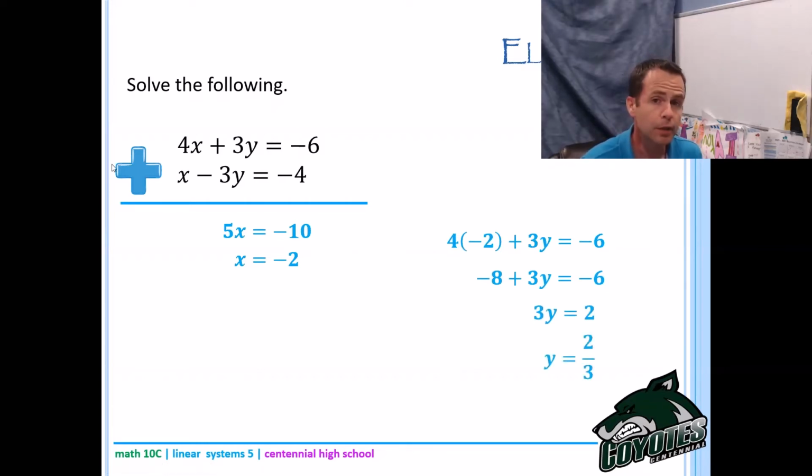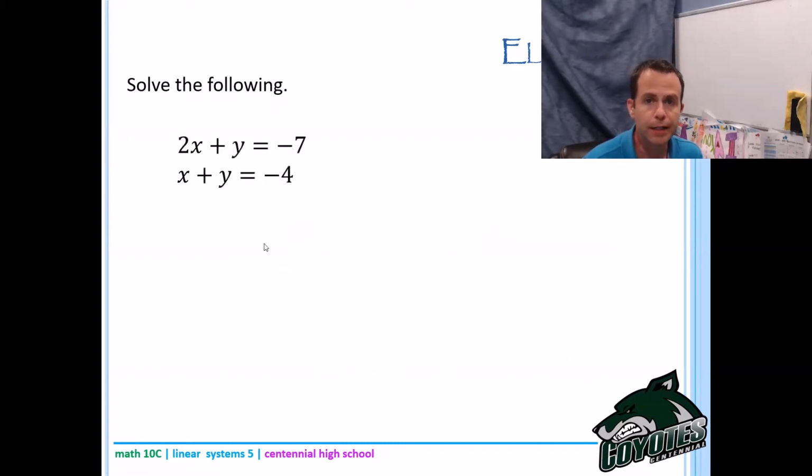Now remember, just like with graphing and just like with substitution, your solution is the coordinate point. Okay, so make sure you answer as a coordinate point. The solution is bracket -2 comma 2 over 3. Okay? All right, they're going to get a little harder as we go, but it's the same kind of concept.